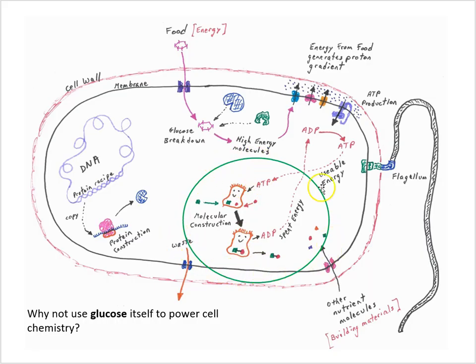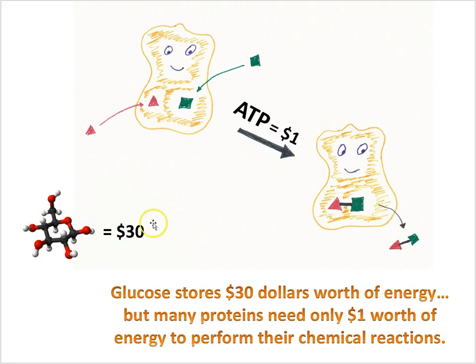So we see in this scene down here then, we've got proteins building more complicated molecules from raw materials. And that process requires energy supplied by ATP. But why not use glucose itself to power cell chemistry? So we can imagine glucose has the equivalent of $30 worth of energy. But many proteins need only $1 worth of energy to perform their chemical reactions. So if we're going to join these two molecules, this protein may need $1 worth of energy. Glucose has $30 worth of energy, too much to be useful. ATP molecules have just the right amount of energy to be useful for doing the chemistry.